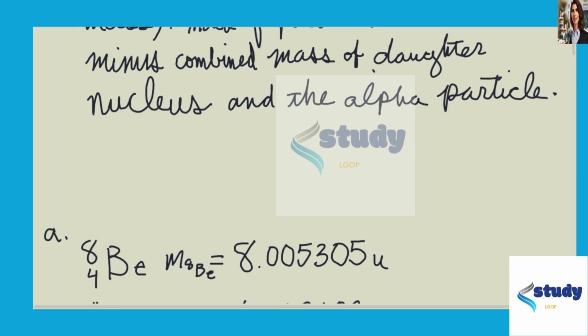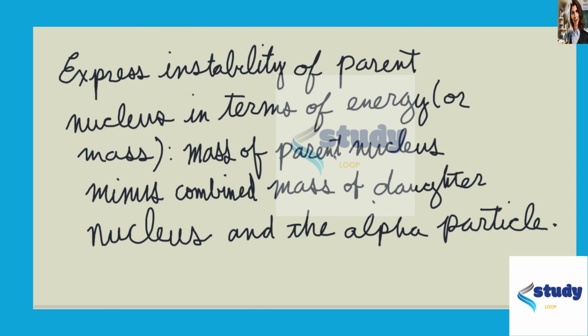This problem asks about the stability or instability of the beryllium-8 isotope. The important thing to know in problems of alpha decay like this is that a nucleus will be unstable if the mass of the parent nucleus is greater than the combined mass of the daughter nucleus, that's what it decays into, and the resulting alpha particle.